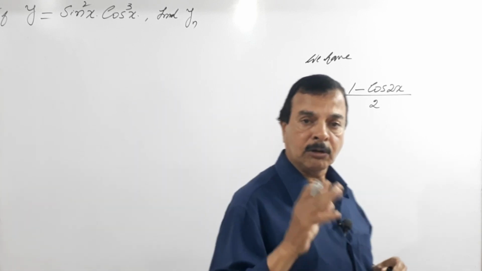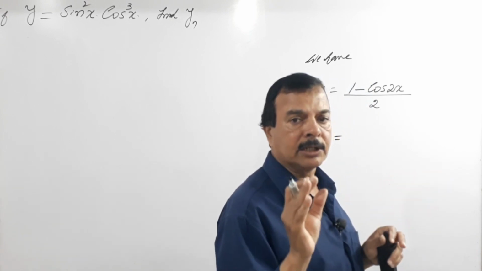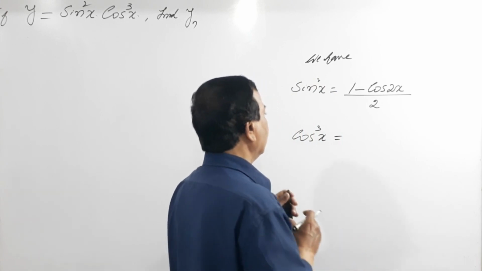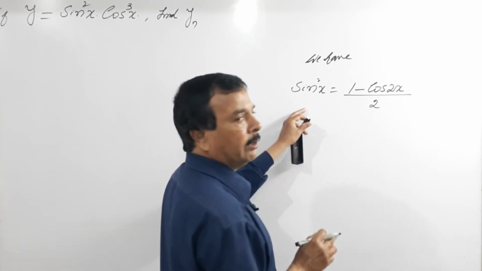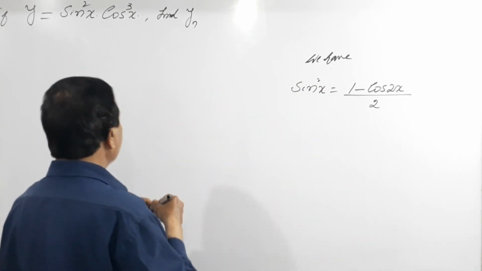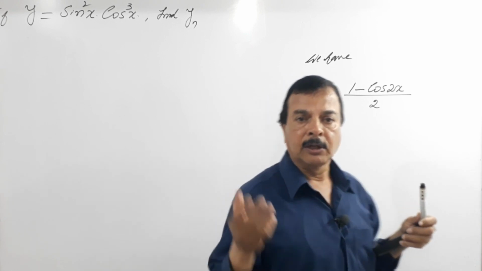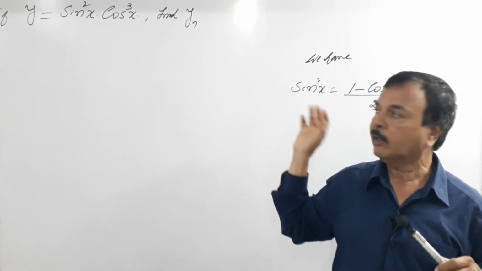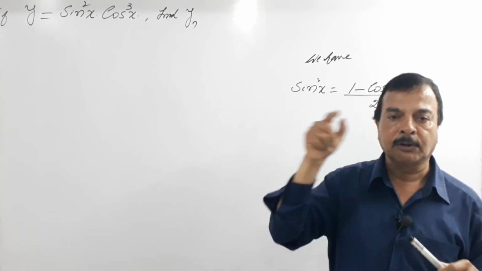Sin cube x and cos cube x are more or less similar, but the sign changes. I'll tell you both the difference, so you can easily understand. Before this, I'll teach you the sin square. In the examination, you may be asked sin square x into cos cube x, or vice versa, cos square x into sin cube x. If you know this formula, method, and procedure, everything is the same. Either of these, you can definitely do on your own.